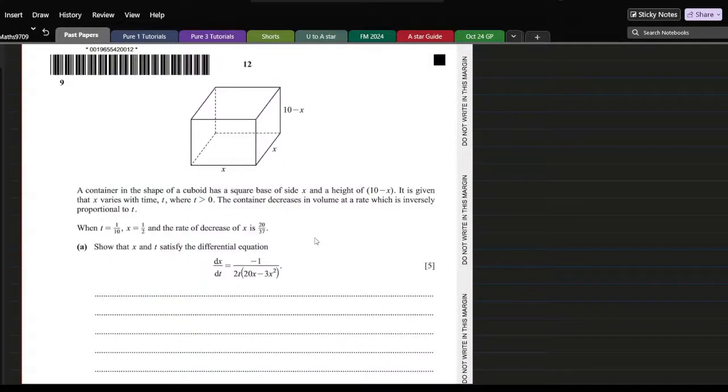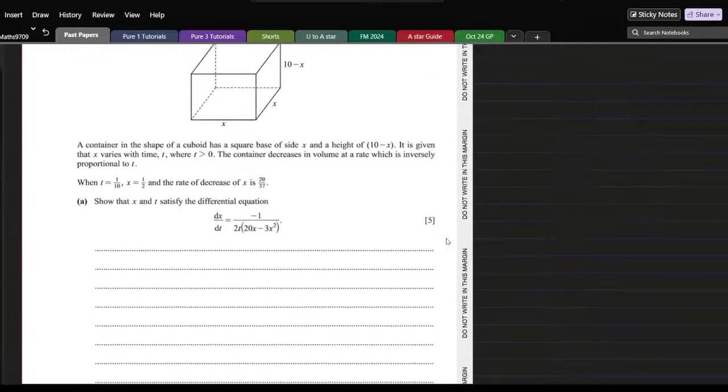Number 9. A container in the shape of a cuboid has a square base of side x and a height of 10 minus x. It is given that x varies with time t, where t is greater than 0. The container decreases in volume at a rate which is inversely proportional to t. When t is 1 over 10, x is 1 over 2, and the rate of decrease of x is 20 over 37. Part A, show that x and t satisfy the differential equation dx/dt is equal to negative 1 over 2t times 20x minus 3x squared.